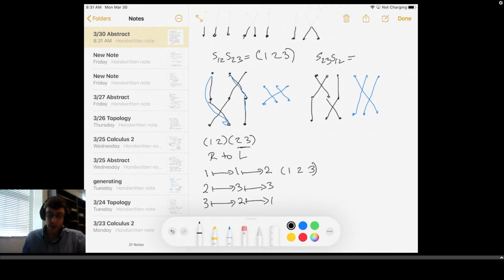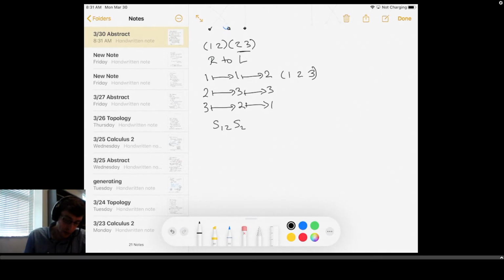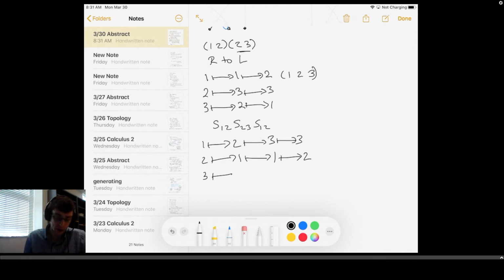Okay, and so what is this in cycle notation? (1 3 2). Yeah. All right, and then our last one would be concatenating 3 of them. I don't really want to do it, so instead I want to show, okay, 1 goes to 2, which goes to 3, which goes to 3. 2 goes to 1, which goes to 1, which goes back to 2. And then 3, well, you know it's going to be bijective, so you already know it goes to 1, but we'll just do it. This goes to 2, which goes to 1. And so this guy is (1 3).